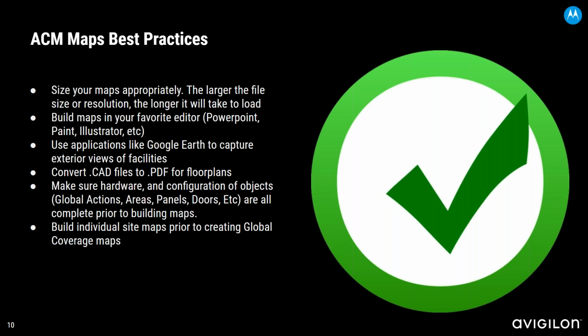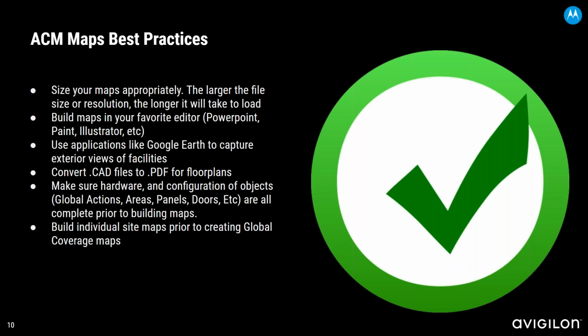Another great best practice is make sure that you've configured your hardware and you've done all of your configuration stuff prior to doing a map, right? You can't really do maps until you have the things in the system that you want to put on the map. And I know that that sounds simple, but it happens a lot, right? I even do it myself. I'll start creating a map and then I forget, well, I don't have that global action created, but I know that I want to. So I'm kind of going back and forth.